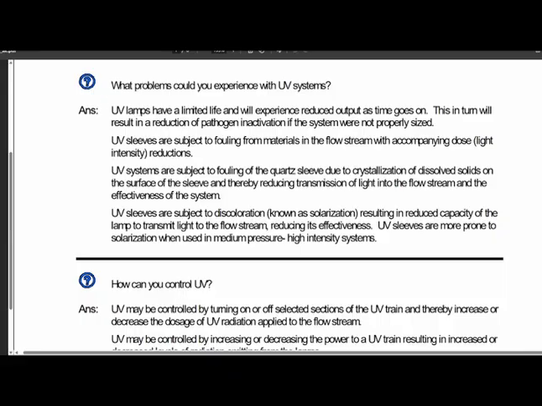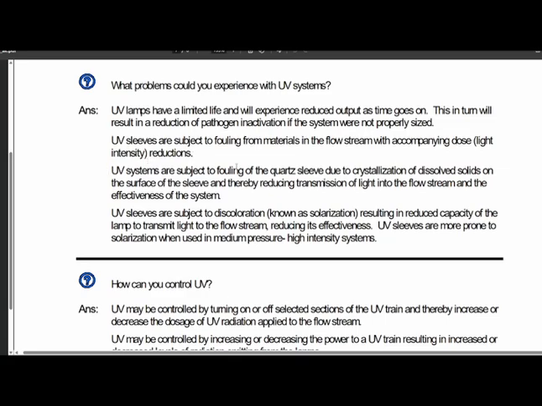What problems could you experience with UV systems? UV lamps have limited life and will experience a reduced output as time goes on. This in turn will result in a reduction of pathogen inactivation if the systems were not properly sized. UV sleeves are subject to fouling from materials in the flow stream with accompanying dose reductions.